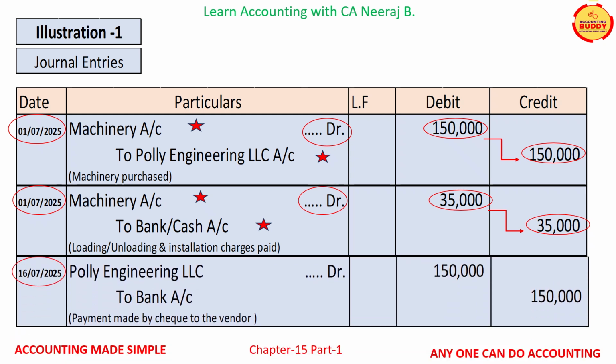On 16th July 2025, business paid to the machinery supplier. The two accounts affected by this transaction are Poly Engineering LLC account and bank account. Poly Engineering account is debited and the bank account is credited by $150,000.